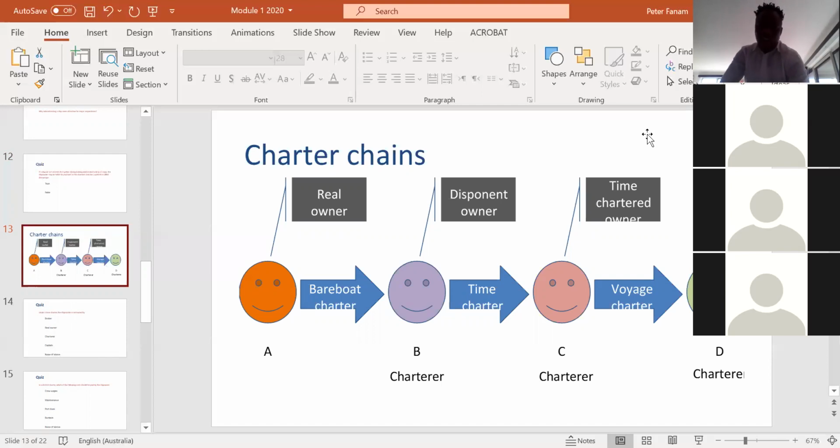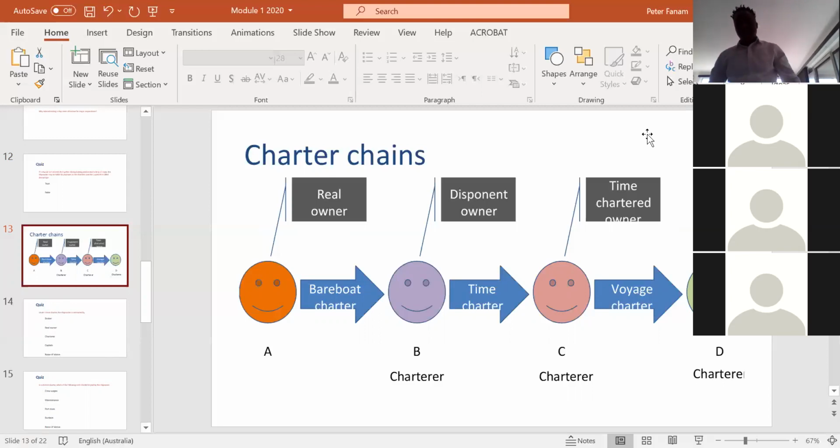So under the charter chain, it's a bit interesting with regard to what happens if a vessel is being chartered. What is important to know is that when we say a charterer, that can mean different things at certain times, and the ship owner also can mean different things at different times. So let's start with the real owner.